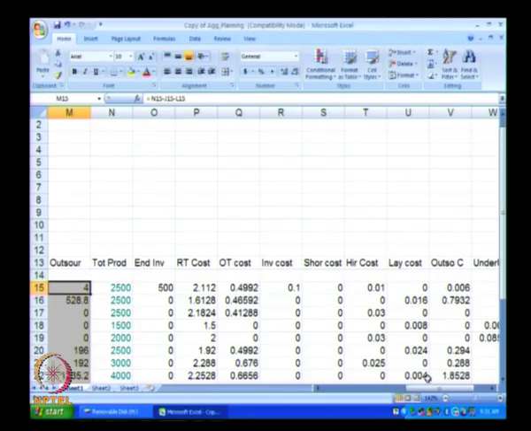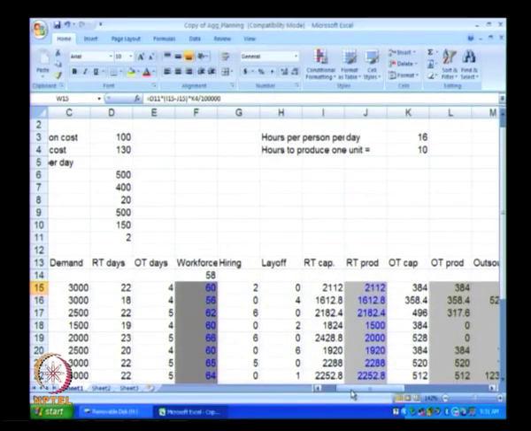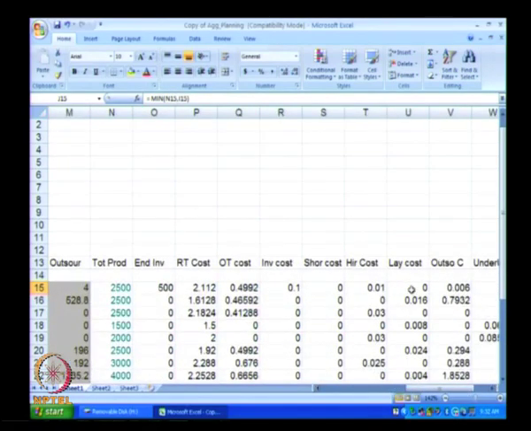The 8th cost which we have to describe is cost of underutilization. Now, in this particular case, the regular time capacity is 2112, and we have used up all the 2112 of regular time capacity. If we do not use the entire regular time capacity, and if some regular time capacity is unused, then that becomes an underutilization cost. In this case, the underutilization cost is 0.